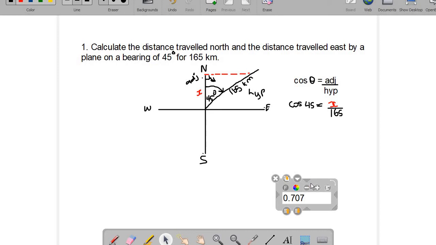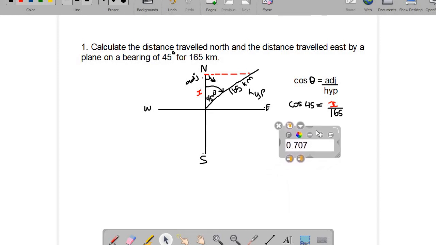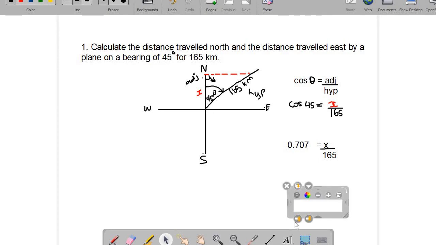Okay, so what I've done, all I did was plug in cos 45. Then we're going to find out now how we get rid of the 165. So all I have to do now is multiply 165 on both sides, and I would end up with 0.707 times 165 is equal to x.